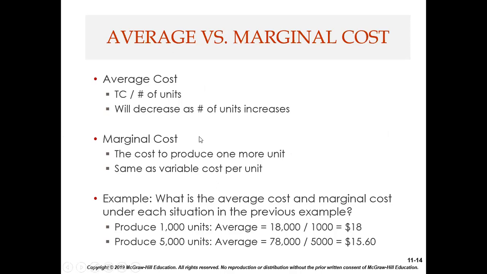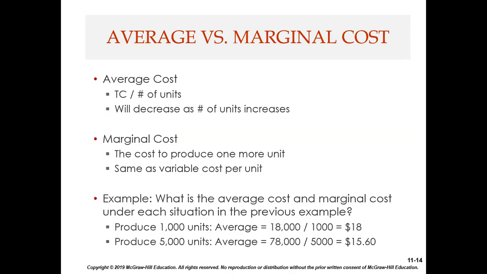We have to define what's average versus marginal cost. The average cost per unit would be the total cost divided by the number of units, total cost being the fixed cost plus variable cost. What's important to remember is that as the number of units increases, this average will decrease because your denominator is larger. You're spreading the fixed costs out over more units as the units increase. The marginal cost is the cost to produce one more unit, which is also the same as the variable cost per unit. So let's look at an example.